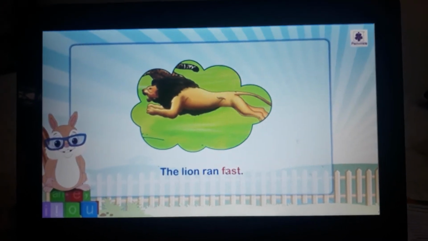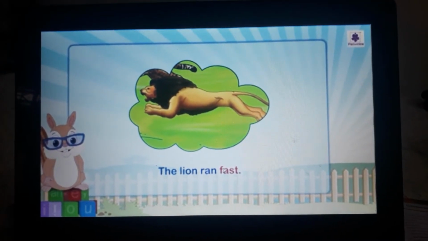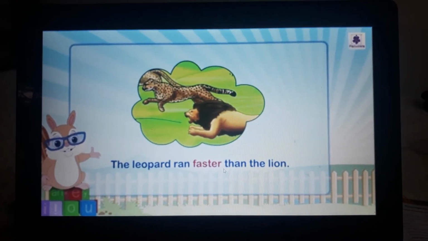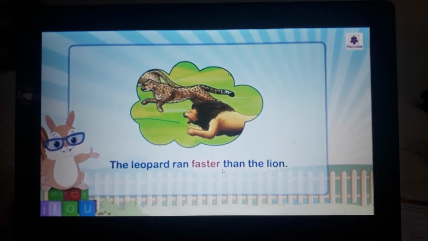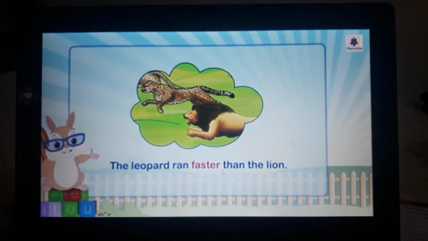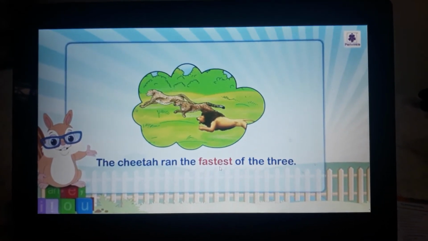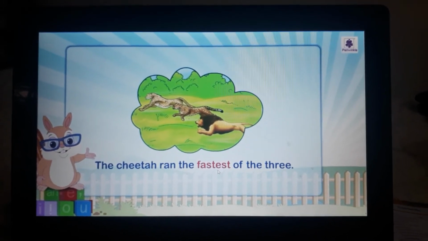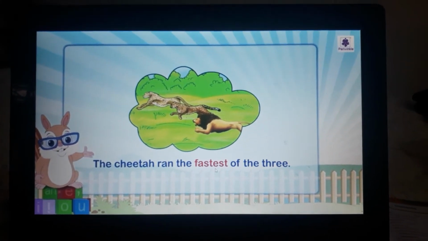See, the lion ran fast. We are only talking about the lion. Now here is also a leopard. The leopard ran faster than the lion. See, then comparison है, comparison. Then we are talking about the three. The cheetah ran the fastest of the three.